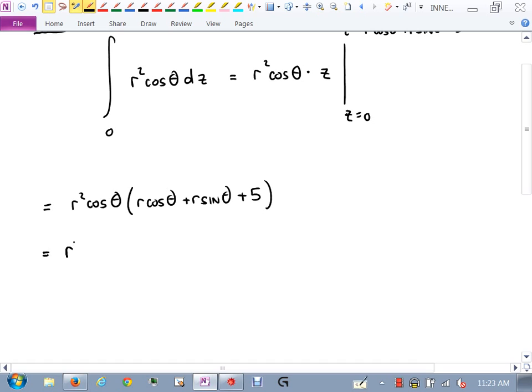This is r cubed cosine squared theta plus r cubed cosine theta sine theta, and then plus 5r squared cosine theta. So there's my antiderivative with respect to z evaluated at those two endpoints. And that's what goes into my middle integral. So now we do the middle.